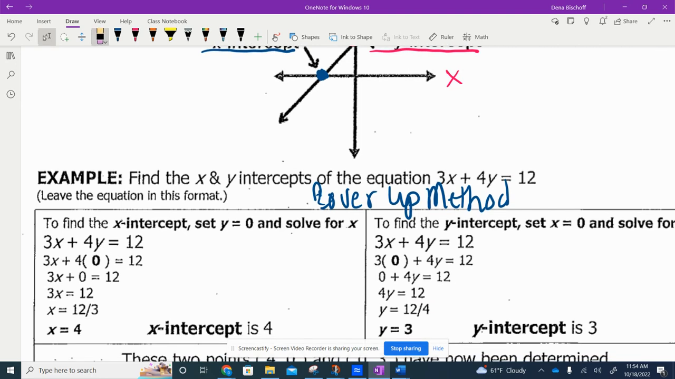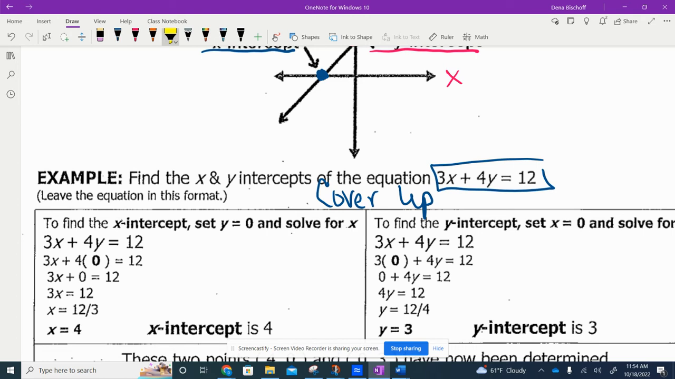So we're going to find the x and the y-intercepts by using what I call the cover-up method. And we're going to start with this equation right here. So we have the equation 3x plus 4y. Well, when you want to find the x-intercept, that means that y equals 0. So I don't even plug in a 0 for it. I just cover the whole thing up, right? Because any number times 0 is just 0, right? So just cover it up and start with the equation 3x equals 12.